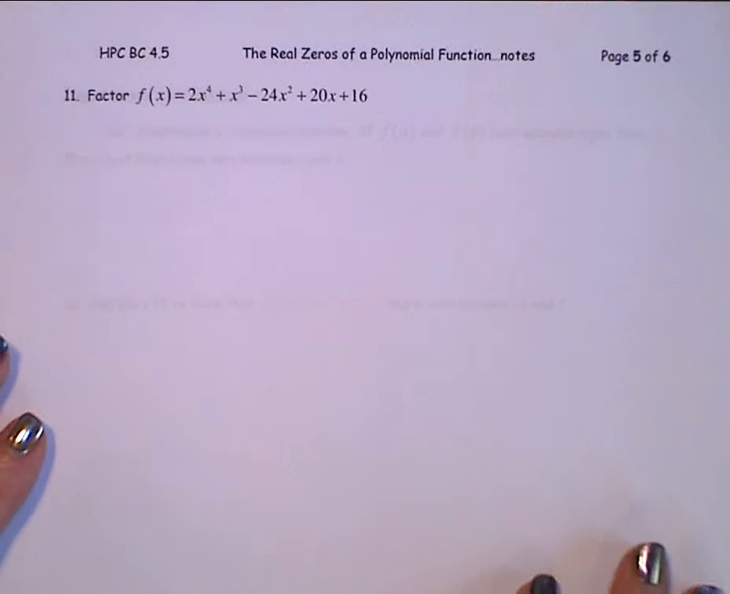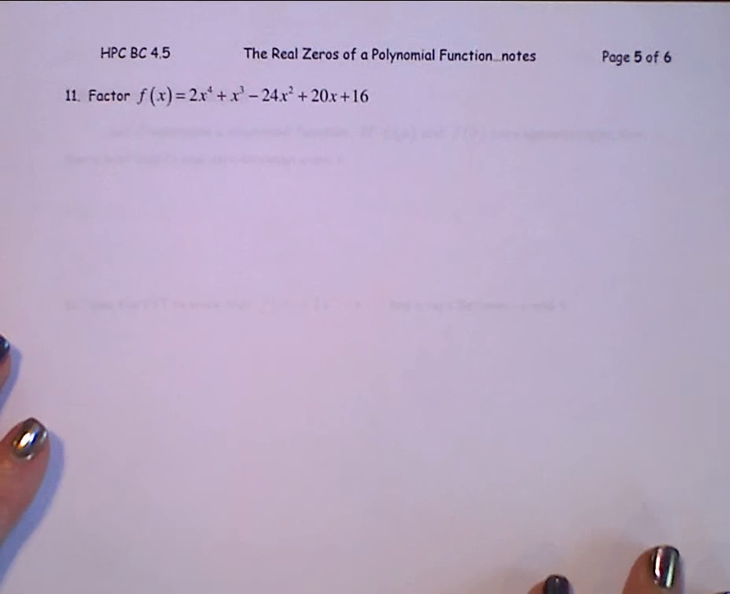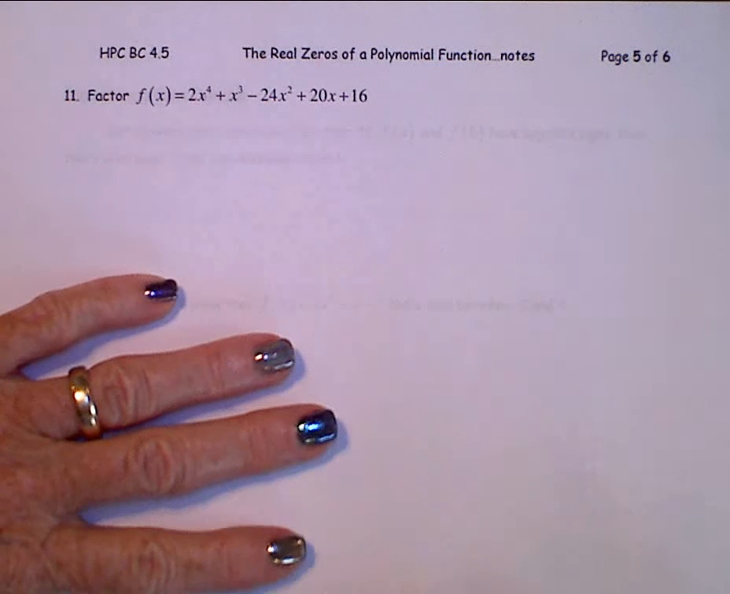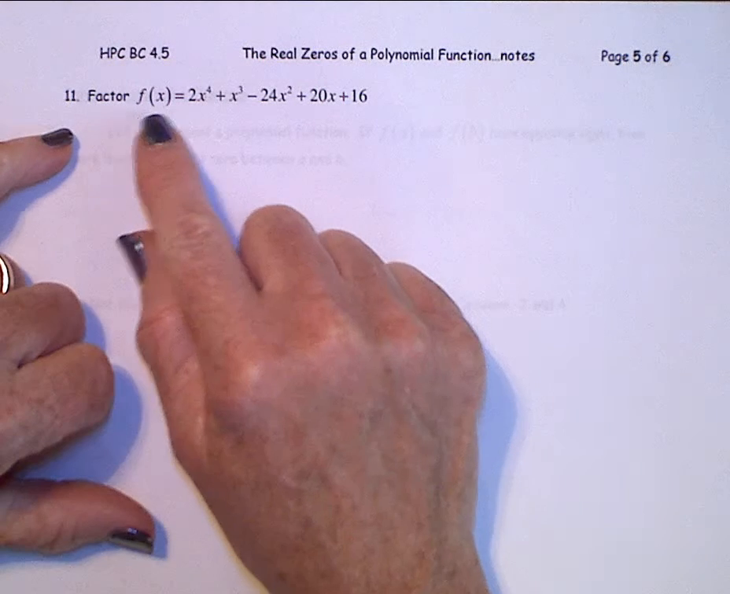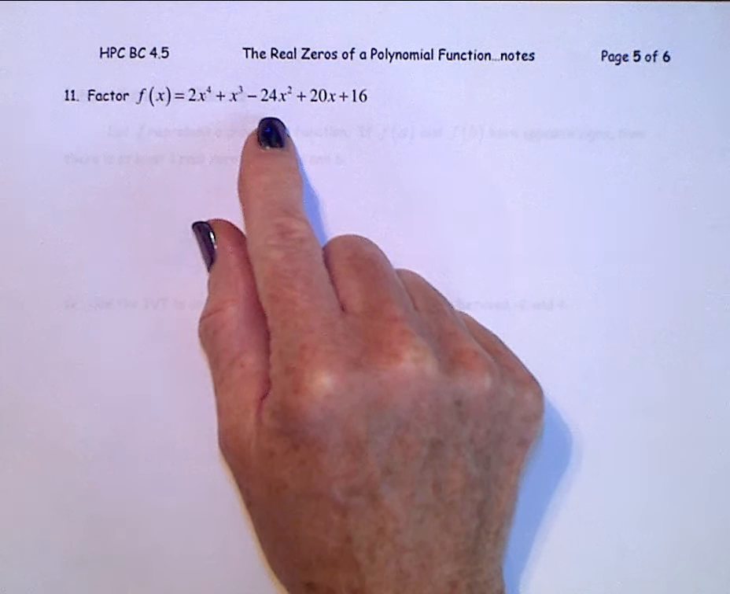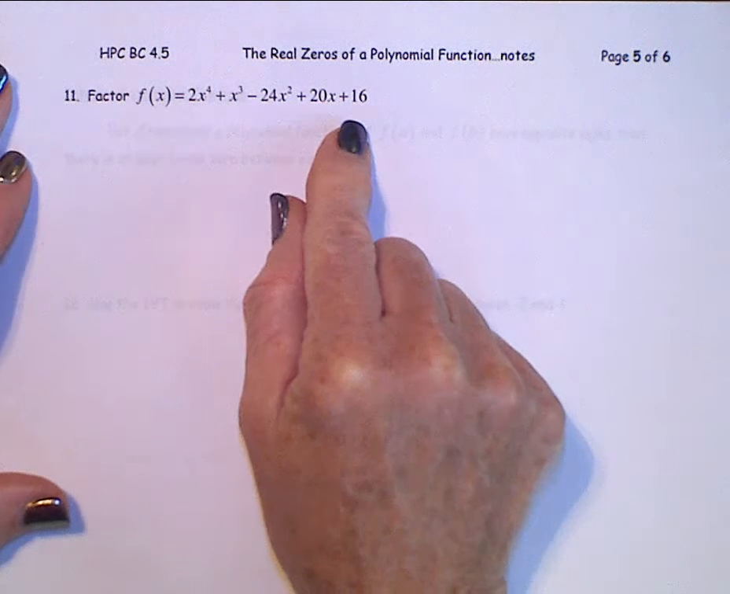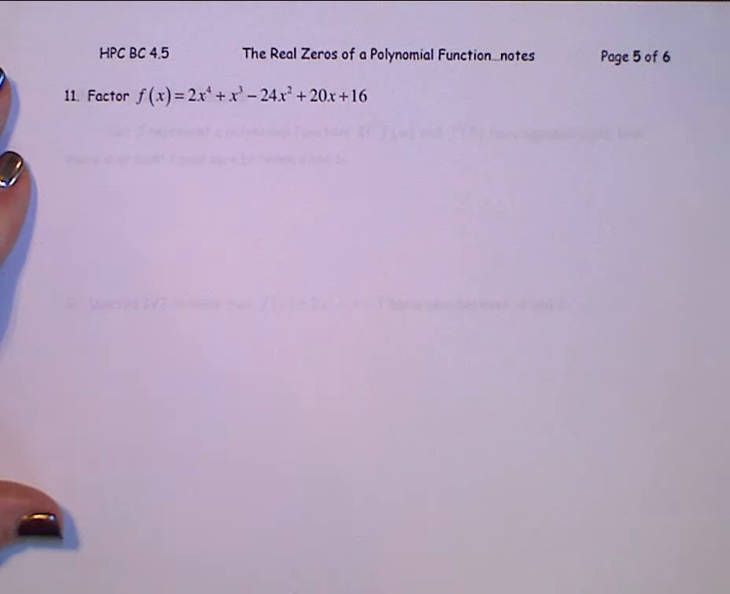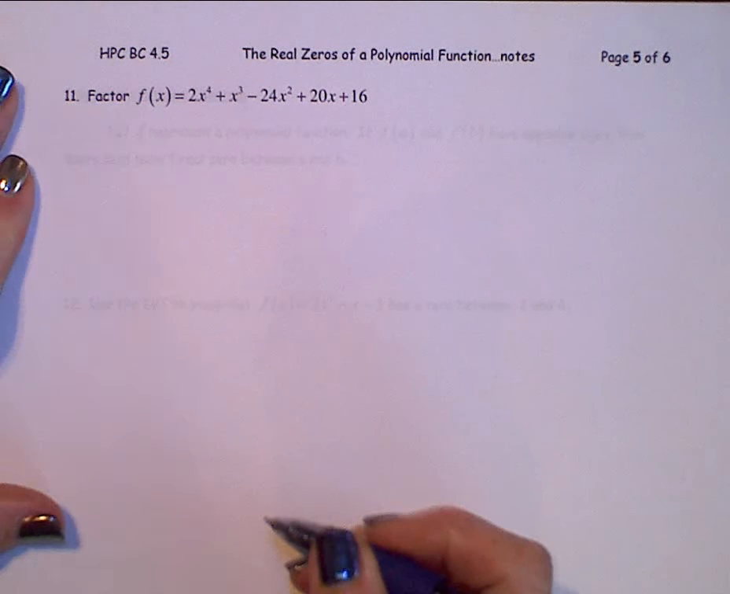Okay, this is section 4.5, day 3 of Honors Pre-Calculus BC. And we are starting out here wanting to factor f of x is 2x to the fourth plus x cubed minus 24x squared plus 20x plus 16. So we have 5 terms, kind of stuck right off the bat. So let's go into our p over q factoring.